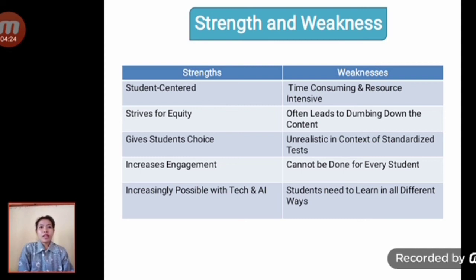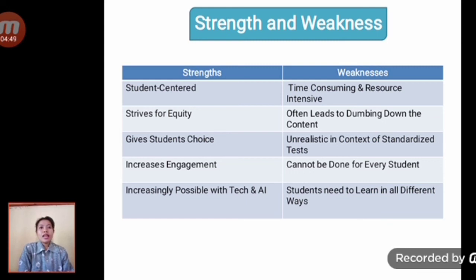The third, it is unrealistic in the context of standardized tests. Most teachers have to prepare students for standardized exams. This is a task that requires students to complete the same exam in exactly the same way. The standardized test is the opposite of a differentiated class.